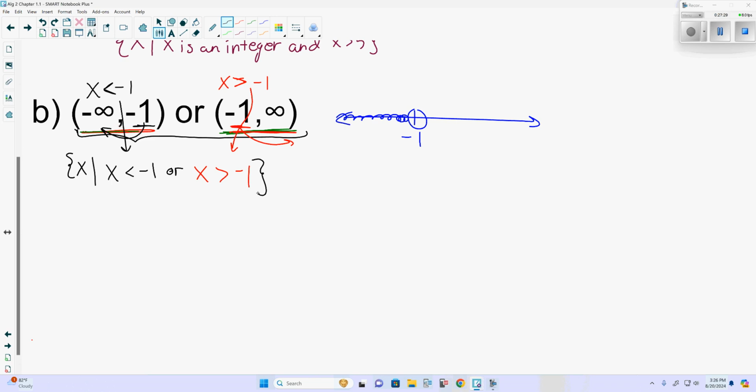The first thing we had to do is change both of these from interval notation to an inequality. Negative infinity to negative 1 is x is less than negative 1. Negative 1 to positive infinity is x is greater than negative 1. And then we merge them into one statement. Questions on this here? Are we ready to look at the next one?